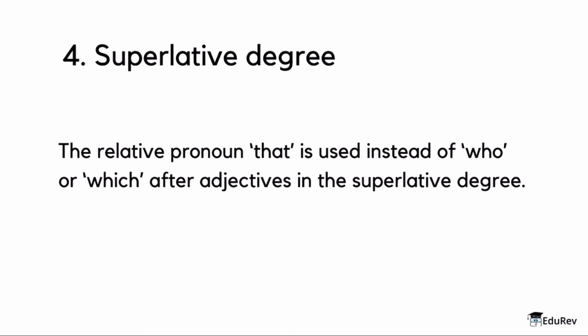Now let's look at the fourth type of questions, the superlative degree in the pronoun. The rule here is that the relative pronoun that is used instead of who or which after adjectives in the superlative degree. This means that after adjectives in the superlative degree only, instead of who or which, that is used. So let's start solving the questions of this particular type so that we are able to understand better.